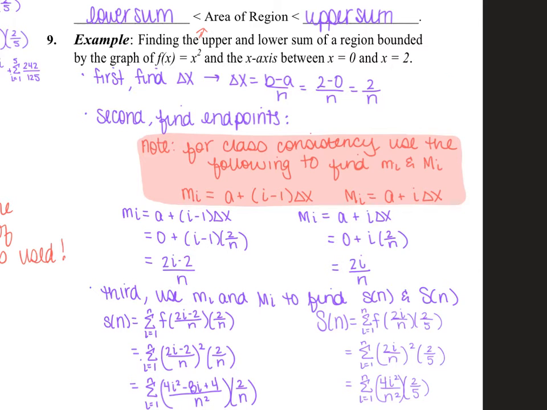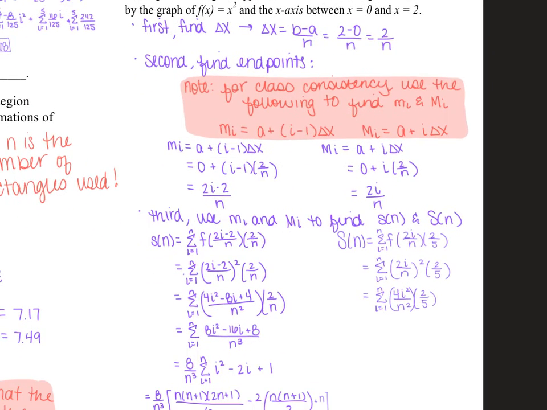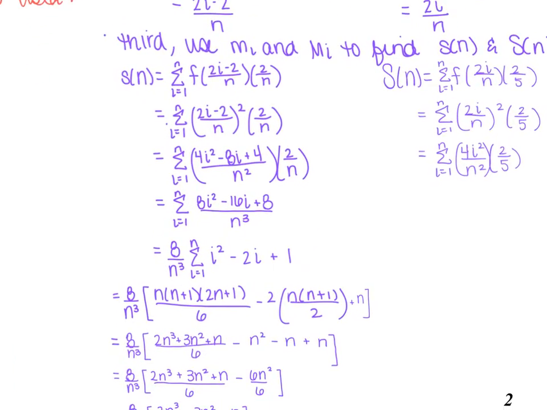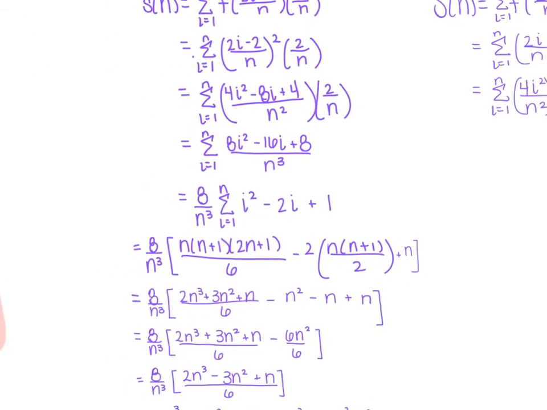So it's kind of like these problems will have a part A and a part B. The first part will be using your little m, which is for your lower sum, and then part B will be for your big M, which is your upper sum. So let's look at our lower sum first. This one's a little more complicated than the other.